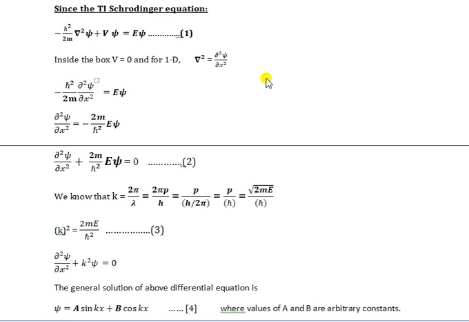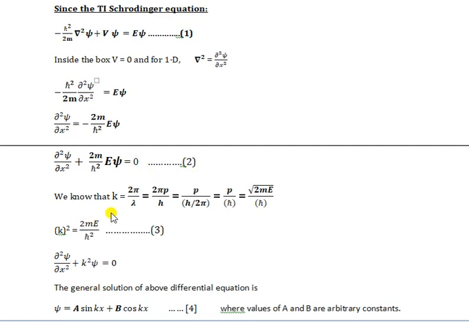After putting these values in equation 1, it becomes minus h cross square over 2m del 2 psi over del x2 equal to E psi, or we can write it as del 2 psi over del x2 equal to minus 2m over h cross square E psi, or del 2 psi over del x2 plus 2mE over h cross square psi equal to 0. This is equation number 2.